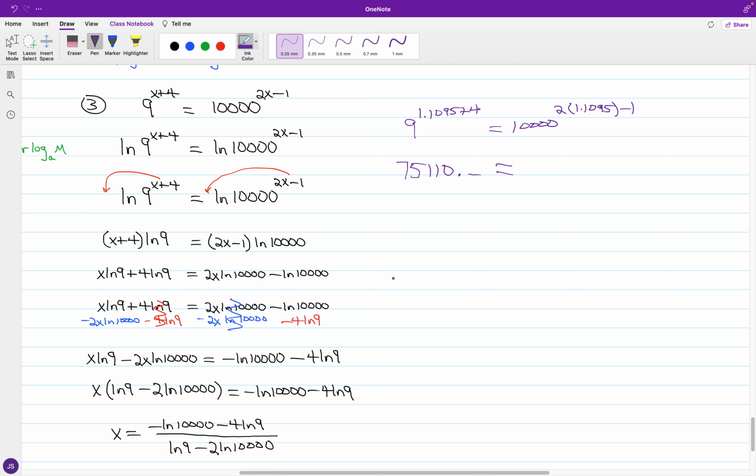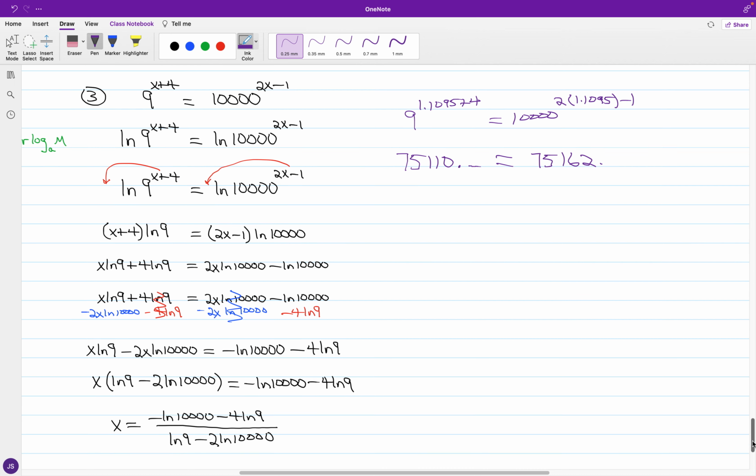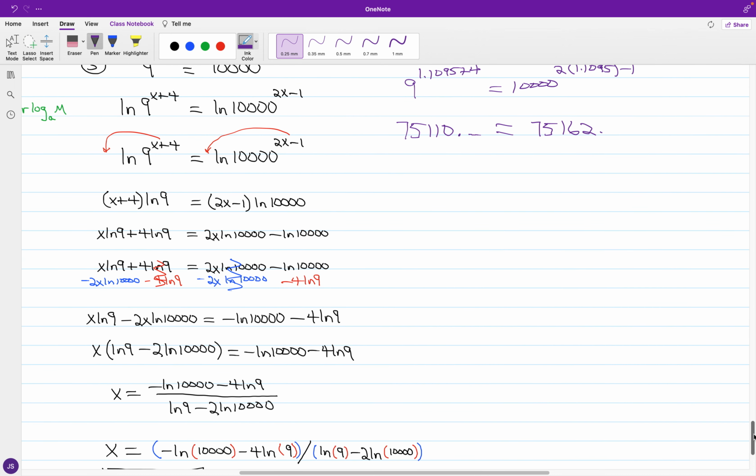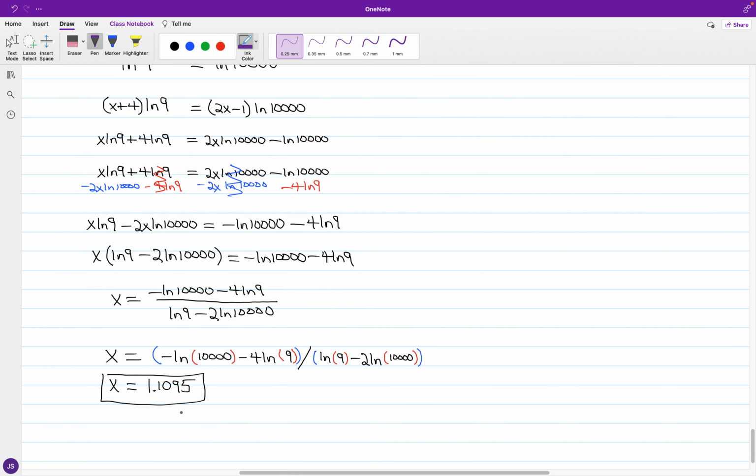And for 10,000 raised to the 2 times 1.1095 minus 1, there's going to be some level of discrepancy. You got 75,110 point something on the left, and to the right you have 75,162. The reason for this difference is because of rounding off to the 4th decimal place. If I had taken it out to the 7th or 8th, these numbers would be more of a 1-to-1 match.